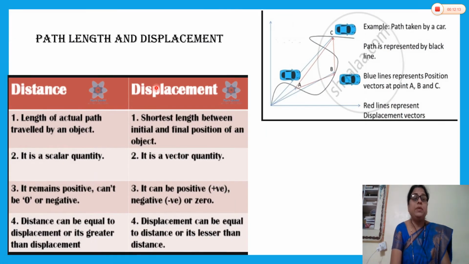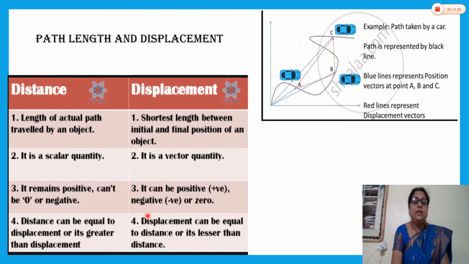We will see here the difference. What is the distance or path length and what is the displacement? The distance is nothing but the length of actual path traveled by an object, and the displacement is shortest length between the initial and final position of an object. What is the second difference? The distance is the scalar quantity and displacement is the vector quantity. Distance remains positive, can't be 0 or negative. But displacement can be positive, negative or 0.